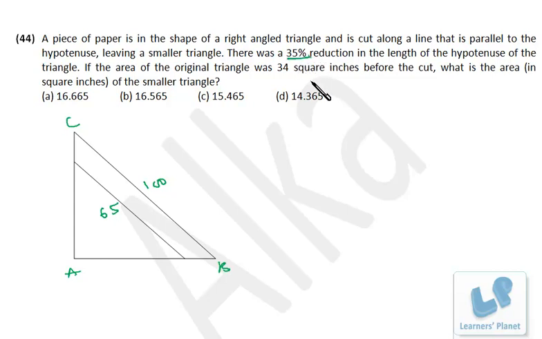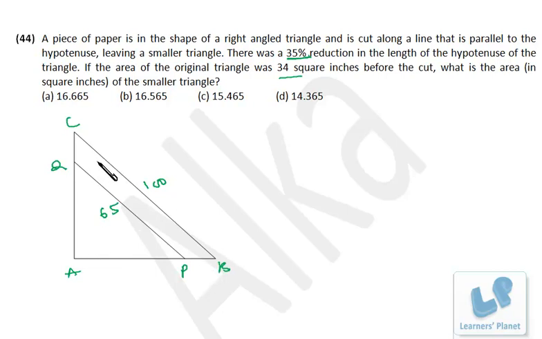Okay, now we have to find out the area of maybe this triangle APQ, right? Area of triangle ABC is 34 square inches, and we have to find out the area of APQ. Now APQ and ABC, both of them are similar triangles, right?